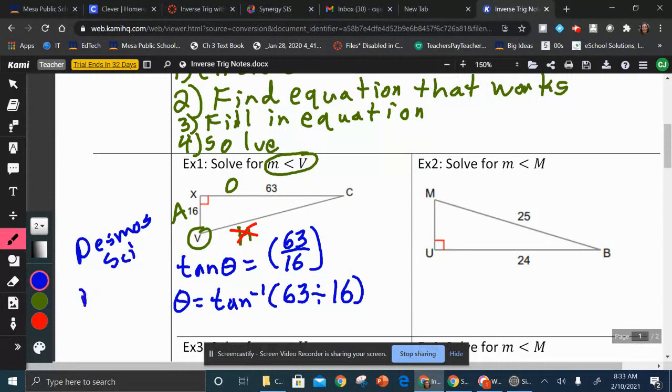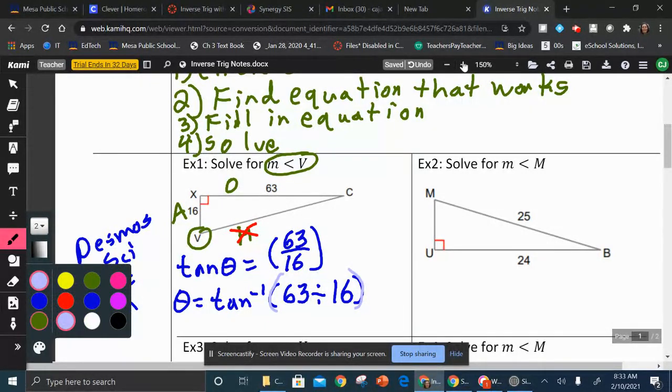Okay, remember on decimals.com scientific, you want to go to function, for your trig function, and then go back to main. So function, main, get the parentheses. So everybody, you definitely need the parentheses. Okay, 63 divided by 16.